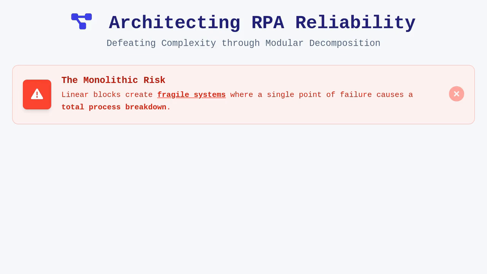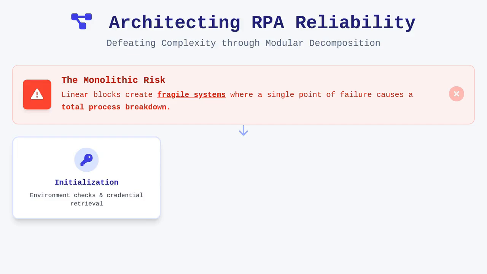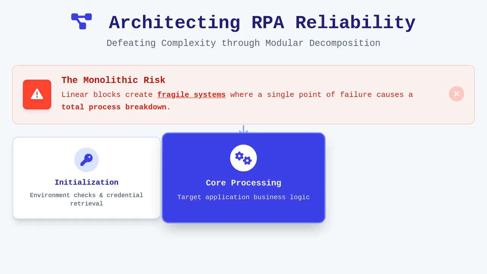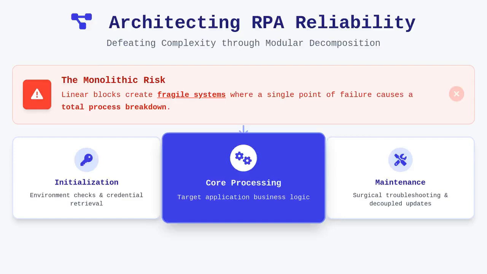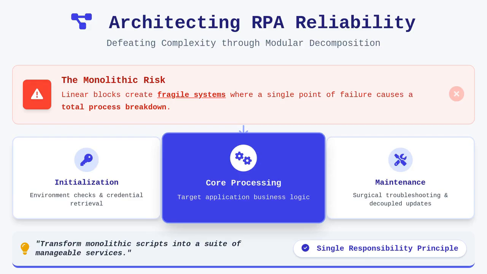By decomposing your automation into distinct, functional units called subflows, you transform a monolithic script into a suite of manageable services. Think of these subflows as discrete methods in a well-factored codebase, where each piece has a single, well-defined responsibility. This approach allows you to isolate the initialization logic, such as environment checks or credential retrieval, from the core business processing logic that interacts with target applications. When these components are decoupled, troubleshooting becomes a surgical operation rather than a vague investigation into thousands of lines of execution.